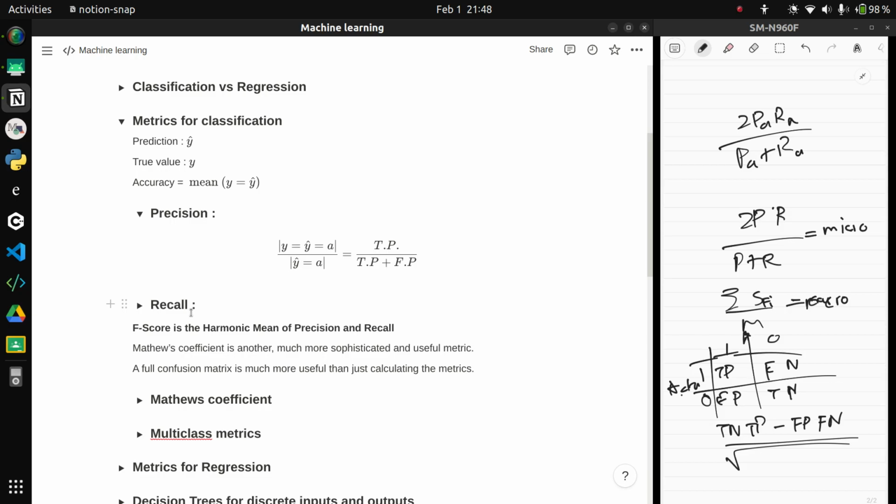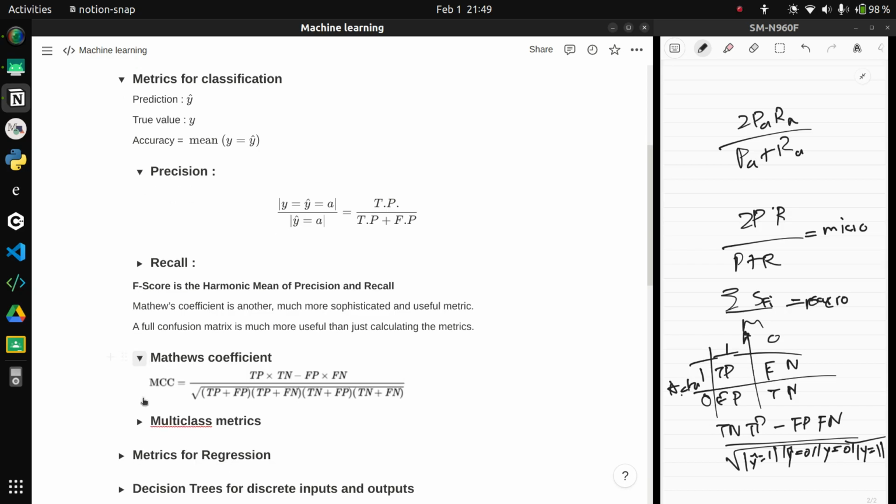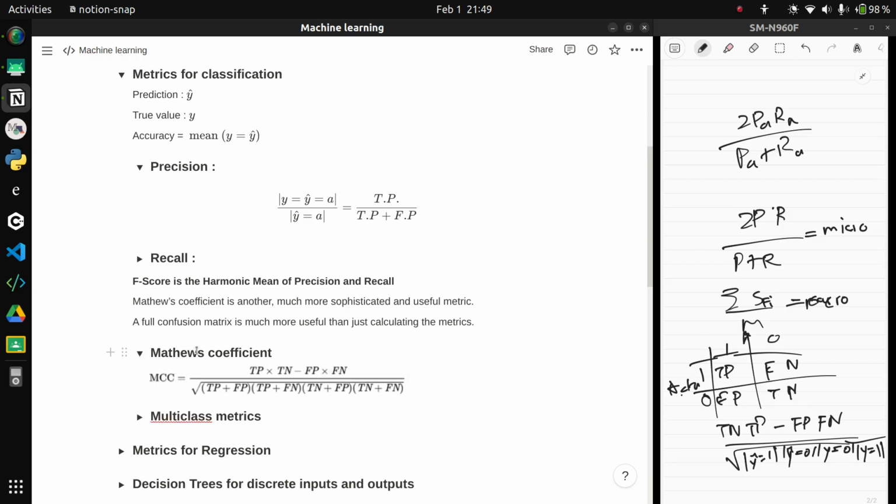Sorry, it's not the size of the data set, it's the number of 1 predictions, and then the number of 0 predictions, which I'll write as y hat equal to 1 and y hat equal to 0. Actually, it's y, not y hat: y equal to 0 and y equal to 1. You do that, and that's your Matthews coefficient. Let's actually see the thing. Yes, TP times TN minus FP times FN upon all of that, obviously.